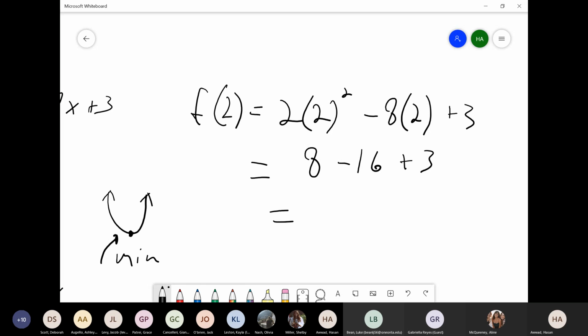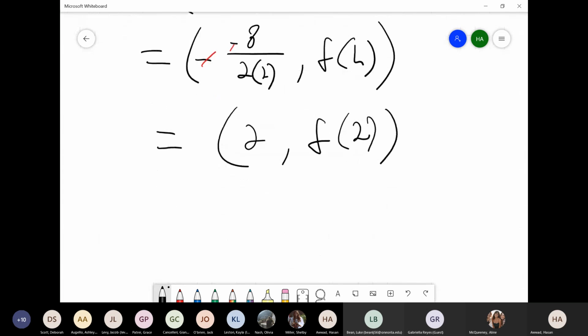Simplifying this one more time, 8 minus 16 is a negative 8. Plus 3 gives me a negative 5. So we've now arrived at the conclusion that when we plug 2 in, we get negative 5. So the value of our vertex is (2, negative 5). And now you've solved the second part of this question.